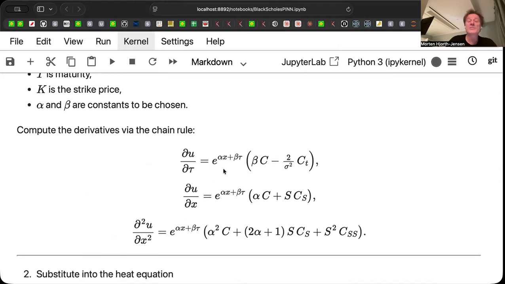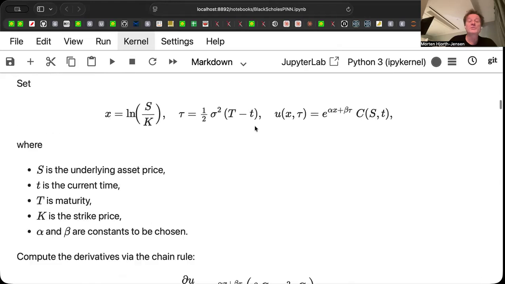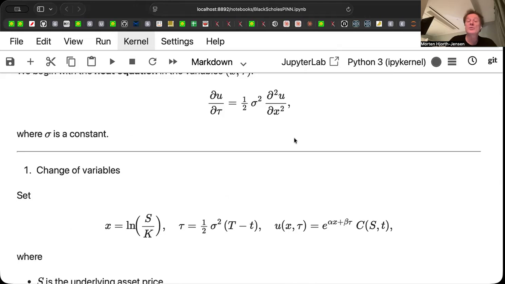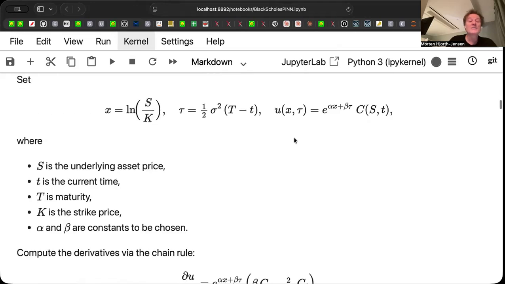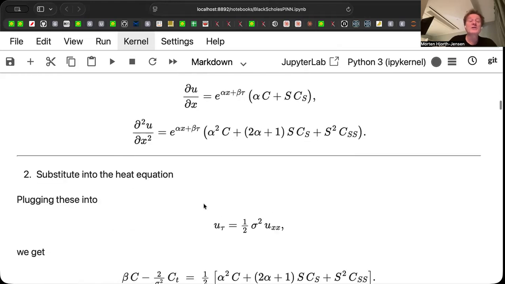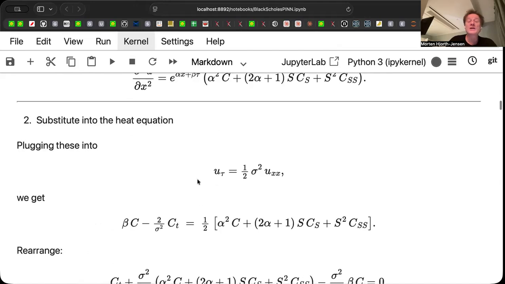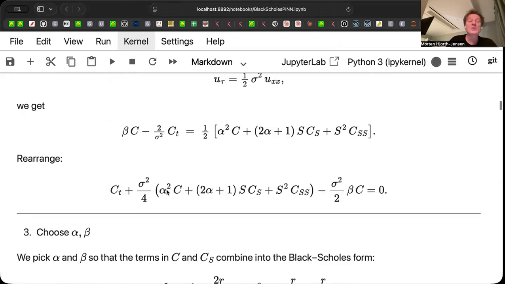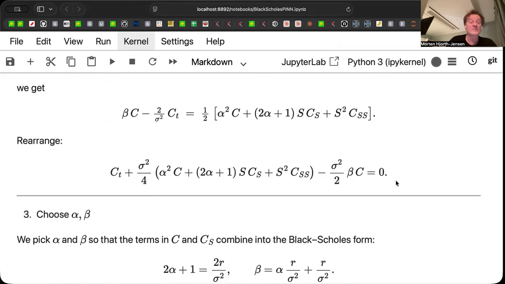So if you then replace the variables in the differential equation, which is this one, which is a lookalike of the standard diffusion equation with these new variables, then you end up having to compute these different derivatives here. Then you substitute these into the heat equation. When you plug these into the heat equation, you get a set of equations which you can rearrange, which ends up with this equation here.